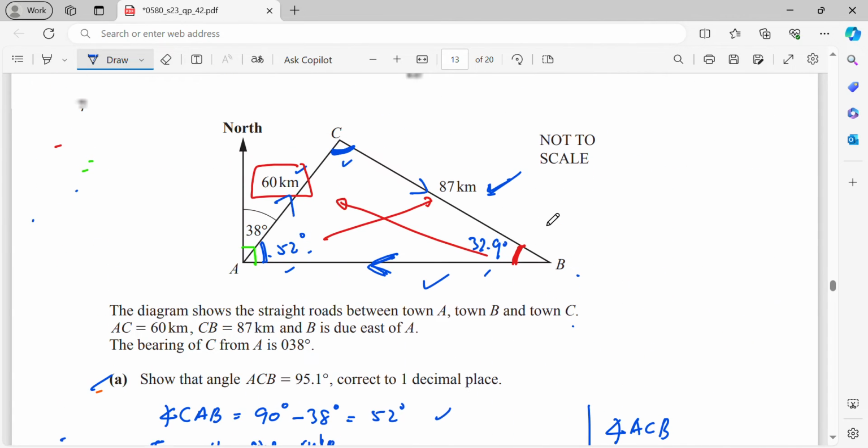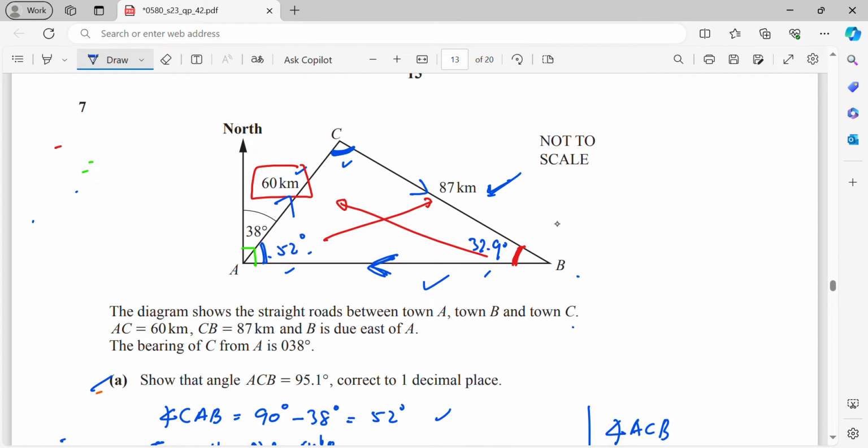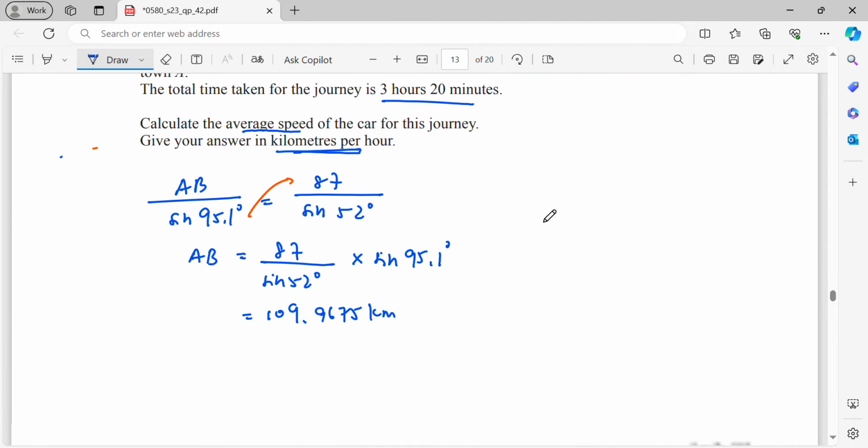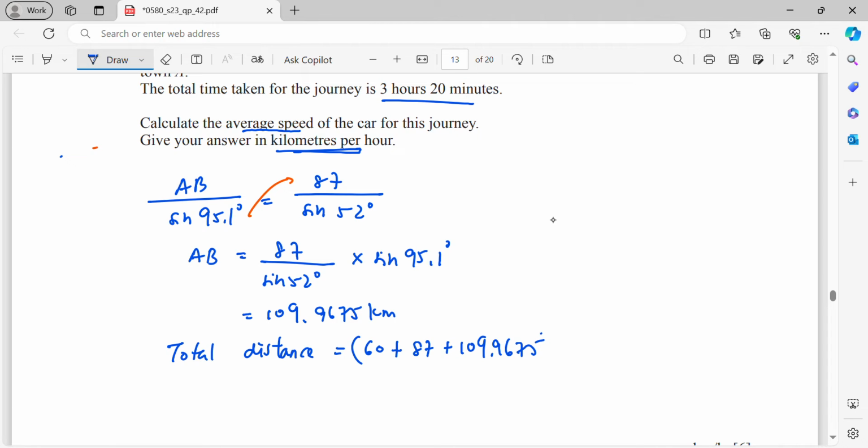So now I will need to get the average speed. So the average speed is basically total distances. So now I have to calculate the total of these three distances. So therefore from here, total distance equals to 60 plus 87 plus 109.9675 kilometers. It will be 256.9675 kilometers. Okay, and then the total time is 3 hours and 20 minutes.